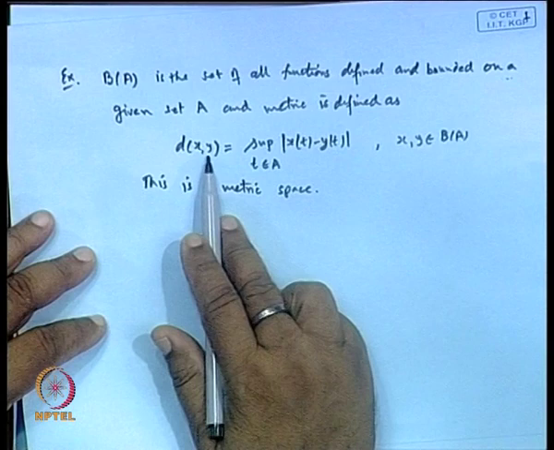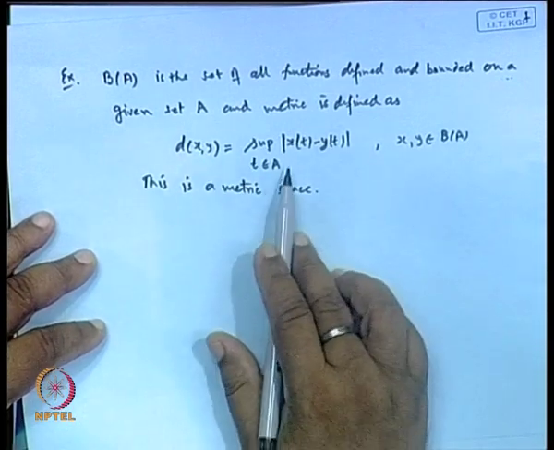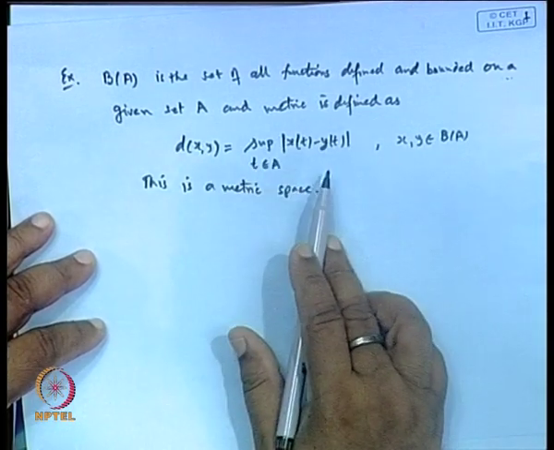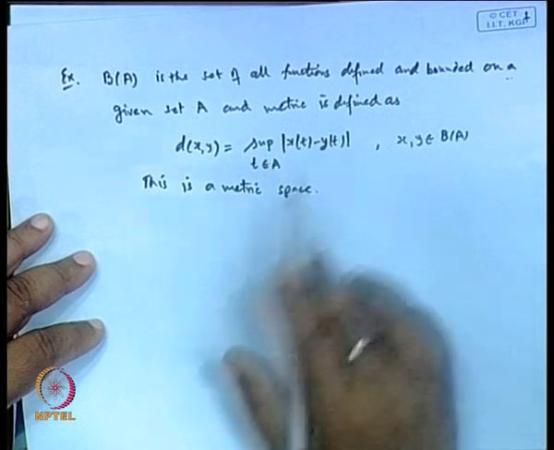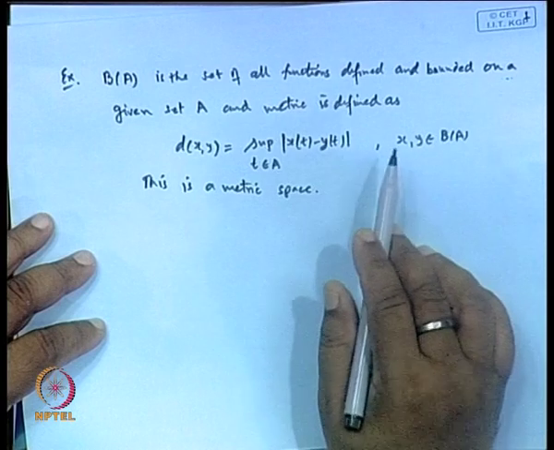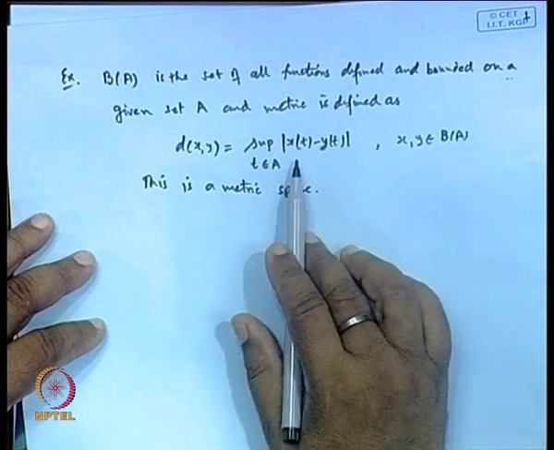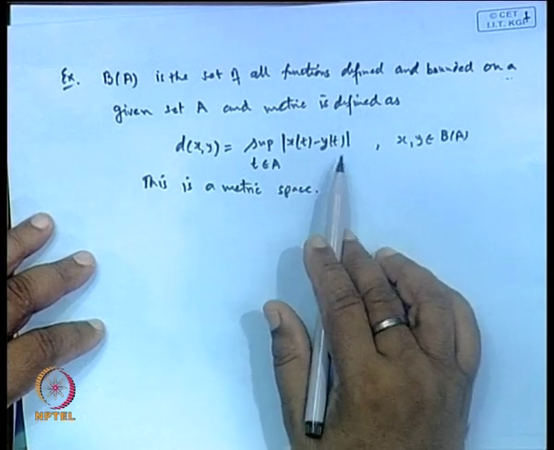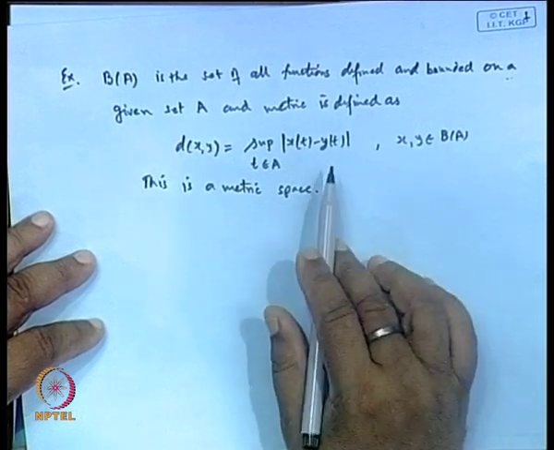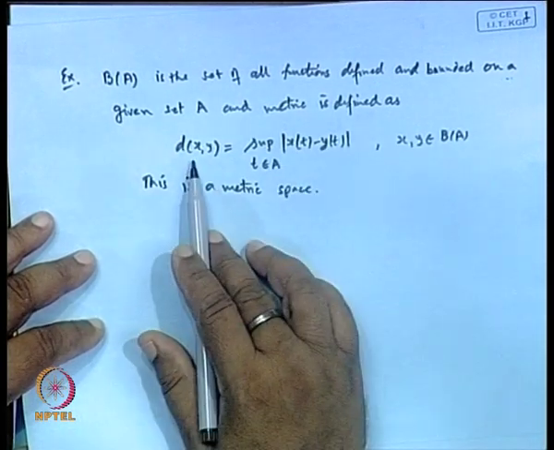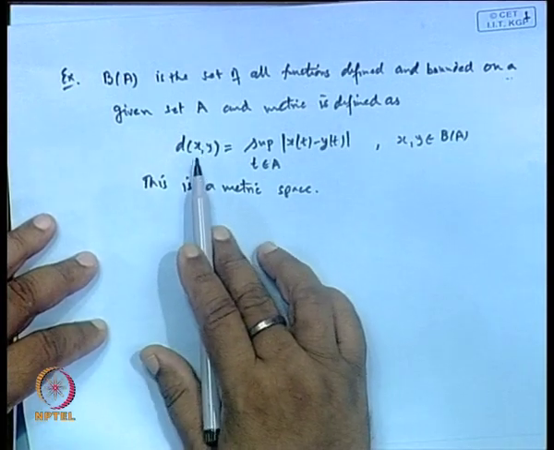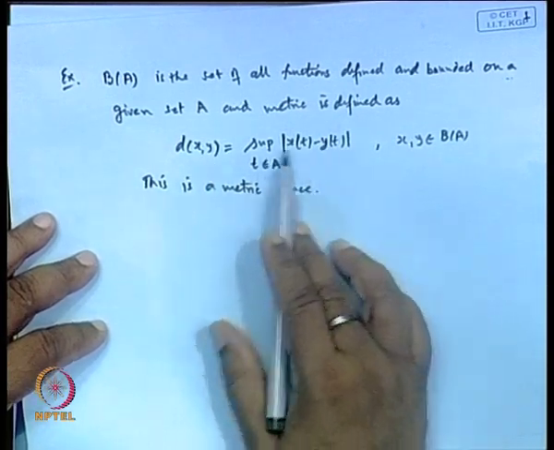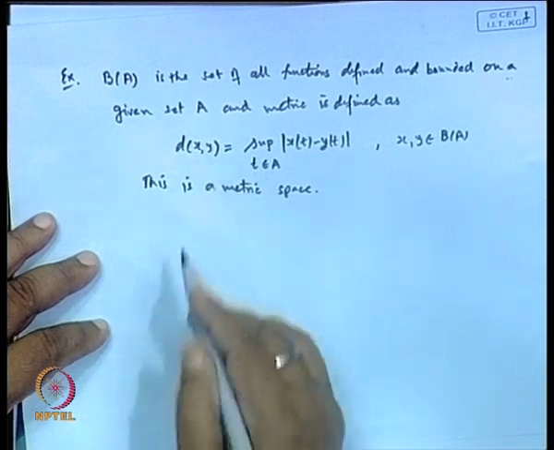Then d of x, y, if it is 0, then the supremum of this will be 0. It means for all t, x of t must be equal to y of t, and vice versa. If x of t equals y of t for all t, that is x equals y, then the supremum will be 0 and d of x, y will be 0. Third, d of x, y equals d of y, x is obviously true.